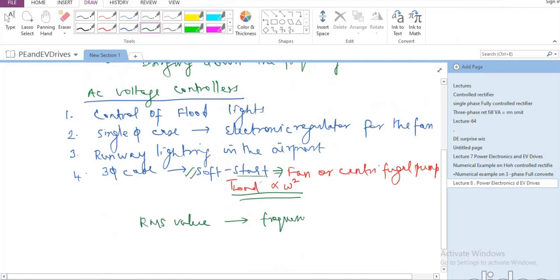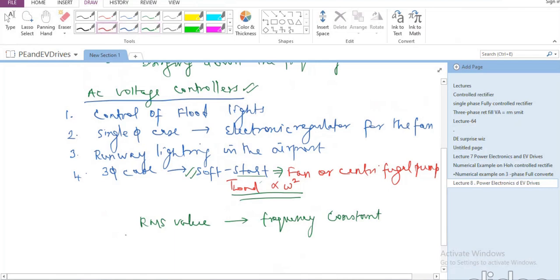Frequency is a constant. Typically, a transformer can do this job. But in a transformer, you have copper coils and an iron core. So the cost of iron and copper is increasing tremendously. So although the transformer could do this job, it is very expensive as compared to an AC voltage controller.